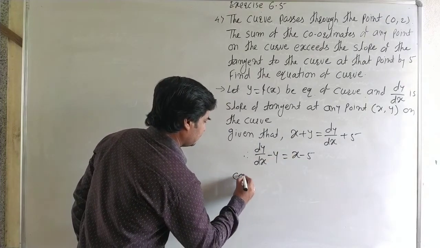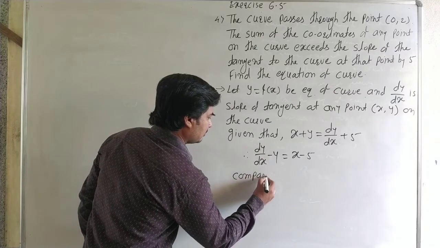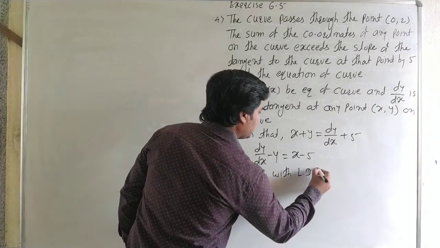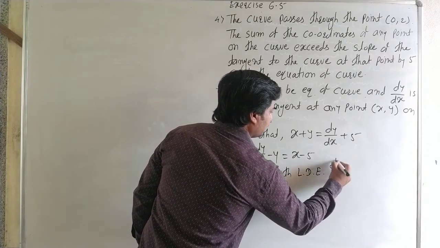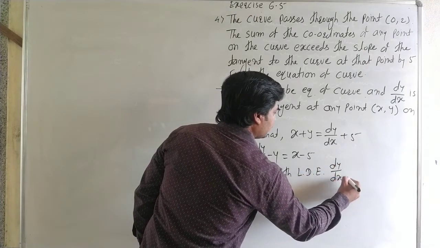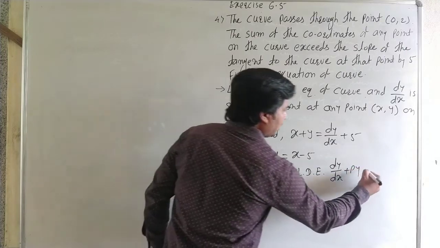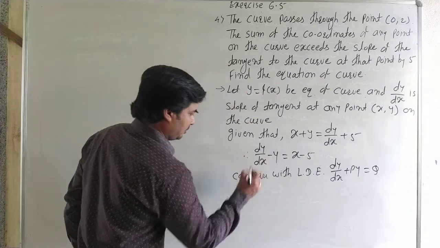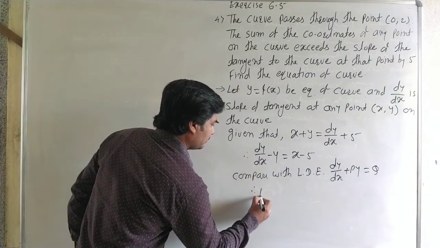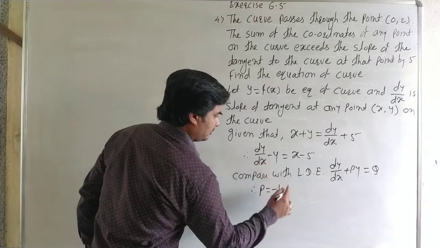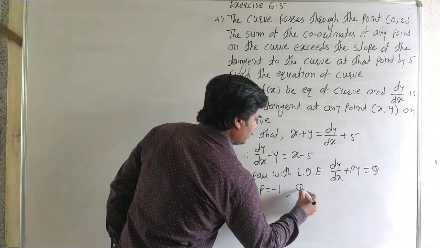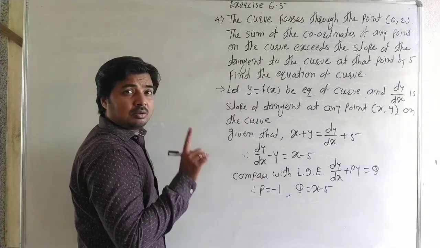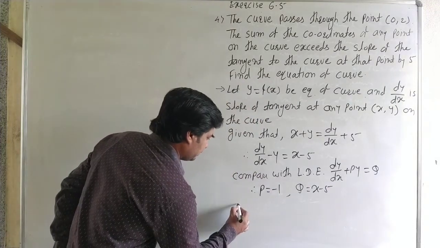Compare with the linear differential equation dy/dx + Py = Q, where P and Q are functions of x or constants. Here P = -1 and Q = x - 5. Solving the linear differential equation, first find the integrating factor.